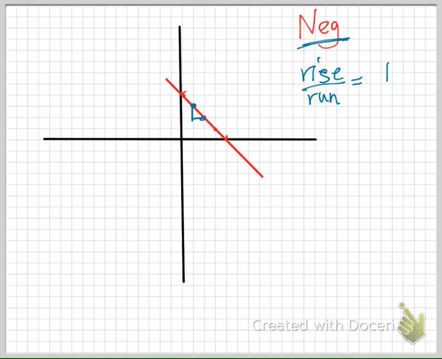Up and to the right are the positive directions on your X and Y axis. Down and to the left are negative directions. So this is -1 over 1. But remember, all that really matters is that you know that your final result is going to be negative. So -1 divided by 1 is -1. So this has a slope of -1.